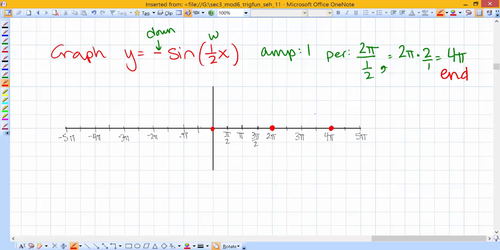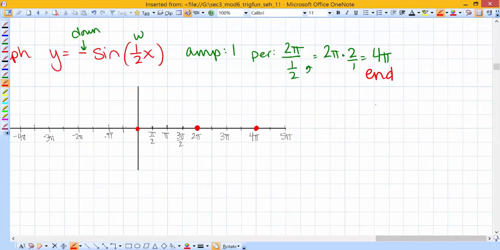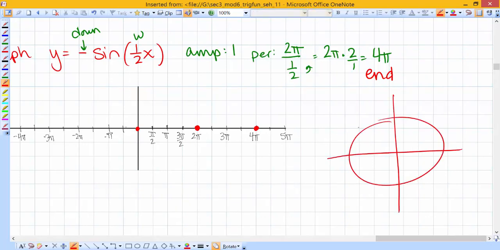Now picture a circle in your head. The top of the circle happens halfway through, and the bottom of the circle happens halfway through. But keep in mind, this graph is actually starting in the downward direction. Oh, you know what? I'm just going to draw a circle for you guys again. It's fine. For a little bit, you might need this. Eventually, we need to not have to draw a circle.